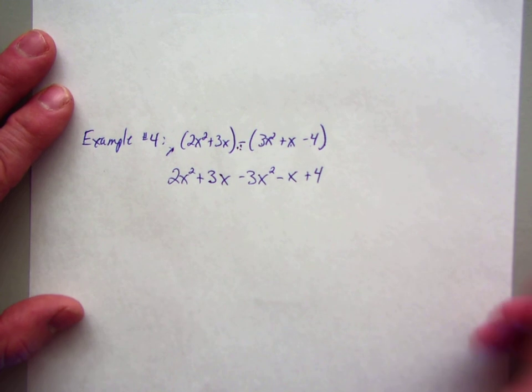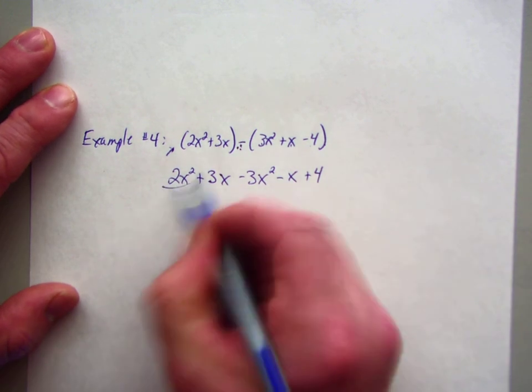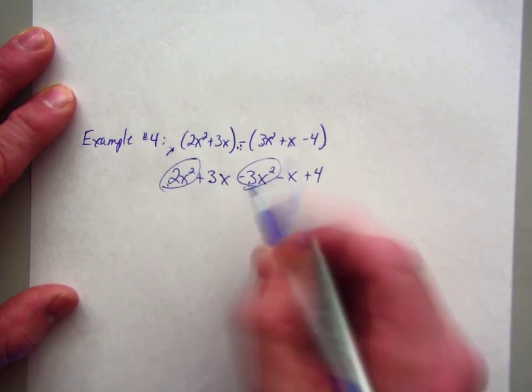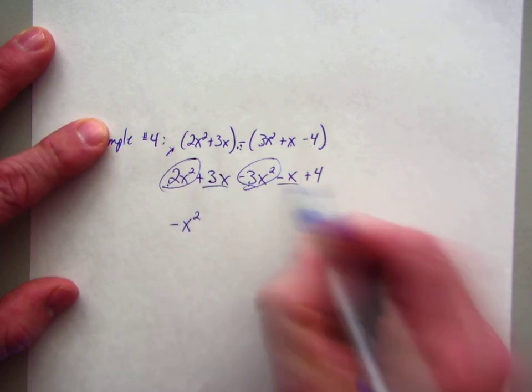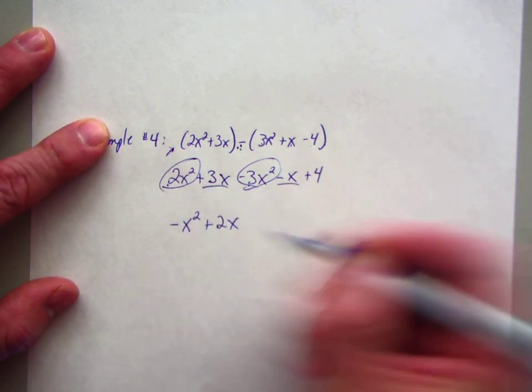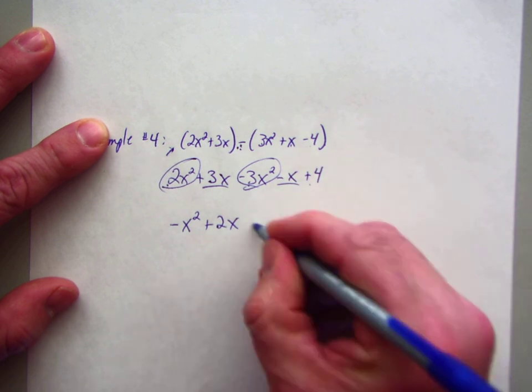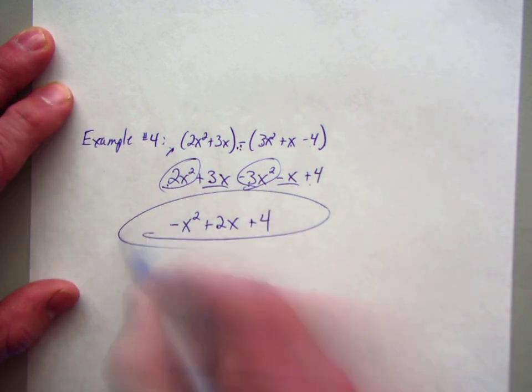Thank you. Alright, combine like terms. So here's my quadratics. A positive 2 and a negative 3 gives me a negative 1x squared. A linear, I have a 3x and a negative x, which is a positive 2x. And then my constant term is a positive 4. And I'm done.